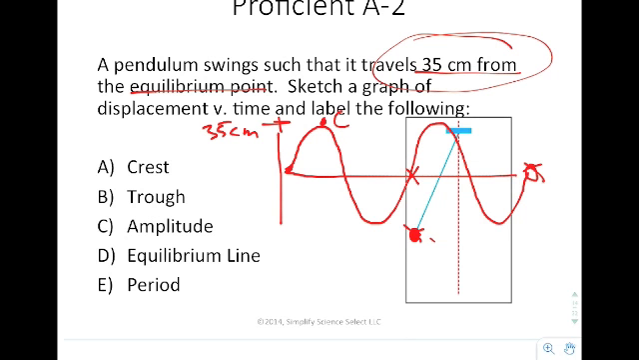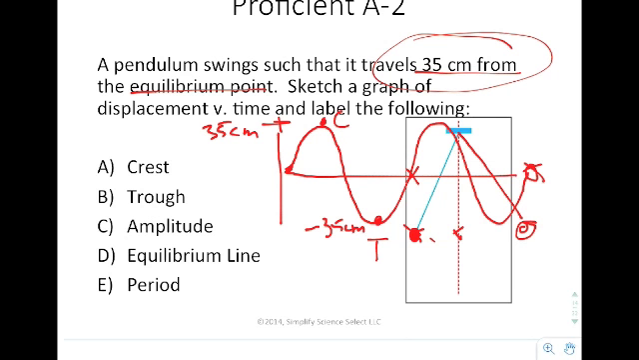Now it's going to go all the way back to the middle. Then it's going to go to the trough. The trough is going to be at minus 35 centimeters because it's going to swing the exact same amount on the opposite side. So this makes us have our crest and our trough.